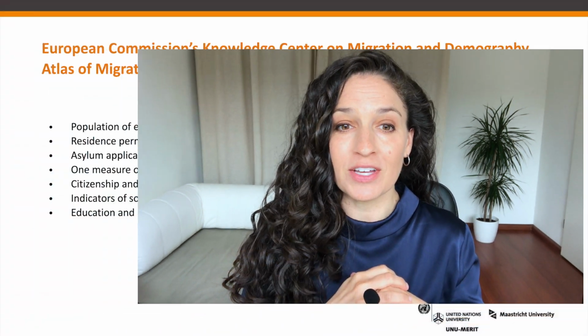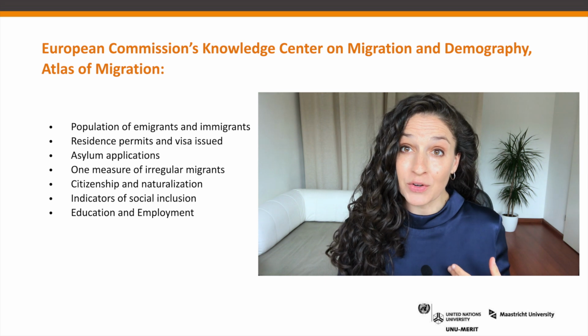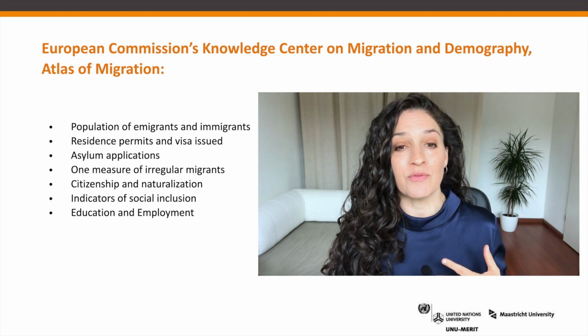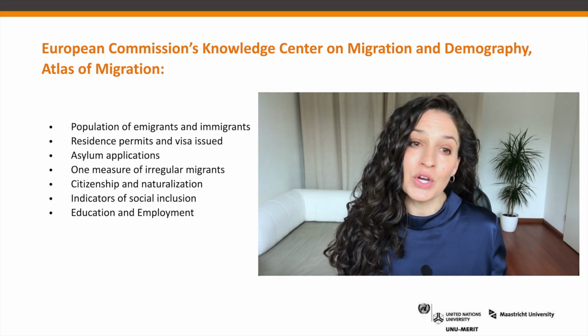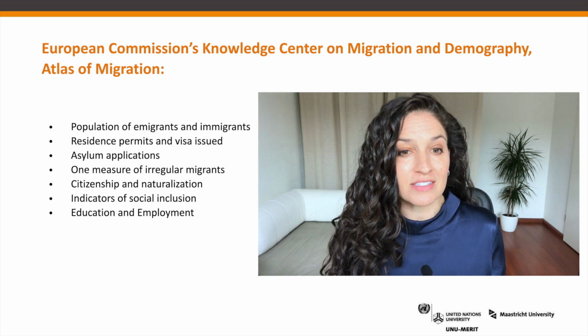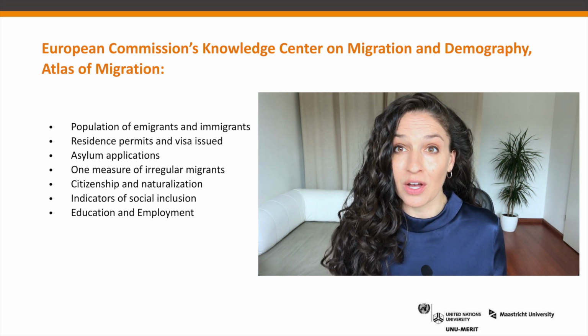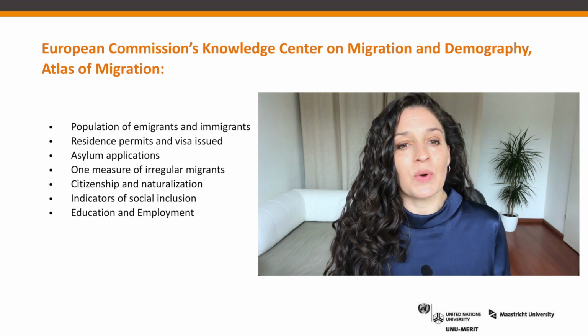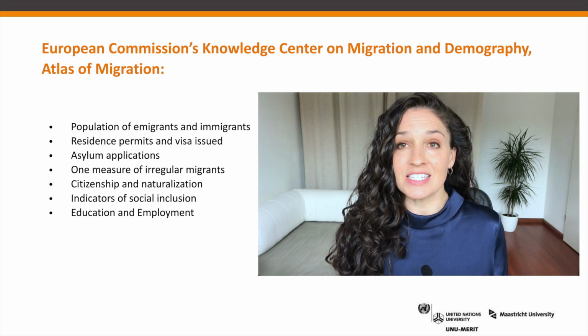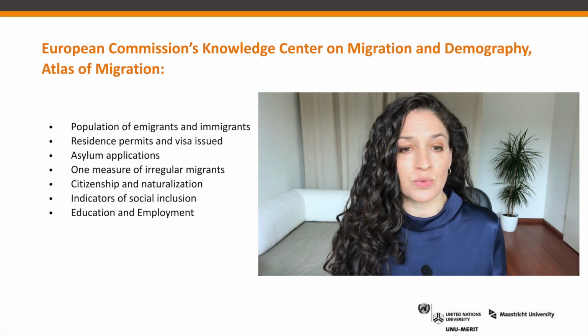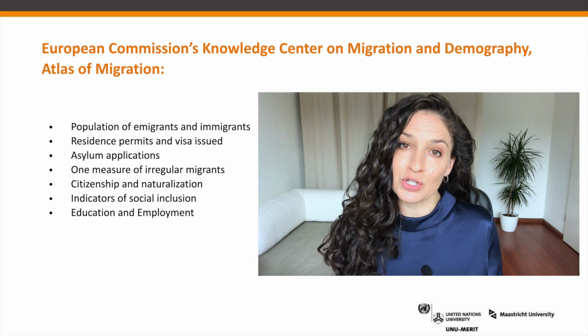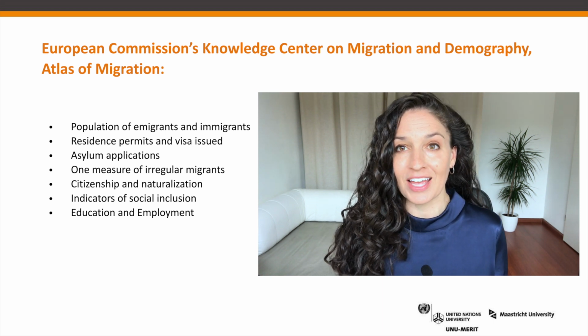So what are we going to do? We are going to look specifically at the population of emigrants and immigrants. We will look at residence permits and visas issued. We'll look at asylum applications. We'll also look at one measure of irregular migration. We'll also check out citizenship and naturalization rates, as well as some indicators of social inclusion, and then also look at education and employment. So let's start off with looking at some population parameters.